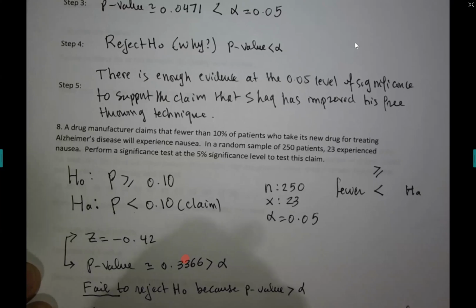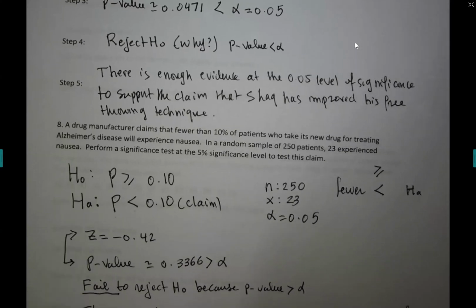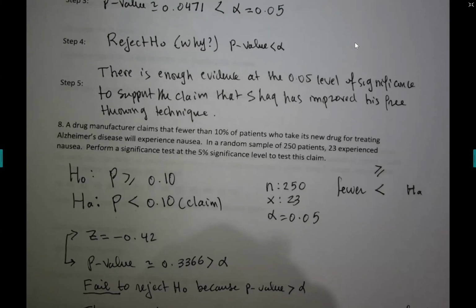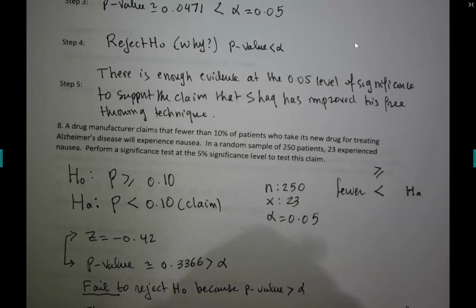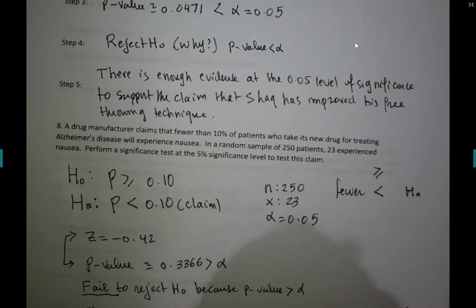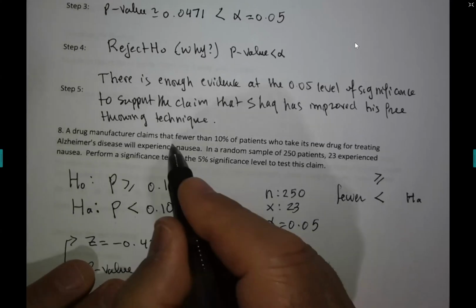Now the drop-down menu is asking me, do I use the word support or reject? Since my claim is in HA, I use the word support, guys. I cannot support the claim. See, there is not enough evidence to support the claim. The claim. And if you want to know what the claim is, here you go.